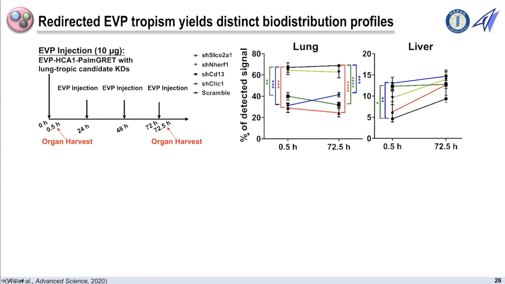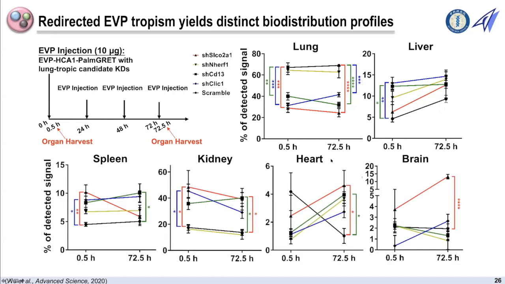And then here we can see, as the percentage of the detected signal in the lung, that 3 out of 4, which are SLCO2A1, CD13, and CLIC1, show reduced lung tropism. Compared to the scramble one, SLCO2A1, CD13, and CLIC1 show reduced distribution to the lung. And then liver is the other major organ we are going to study. Here we can see that CLIC1 and CD13 show an initial increase in the liver.